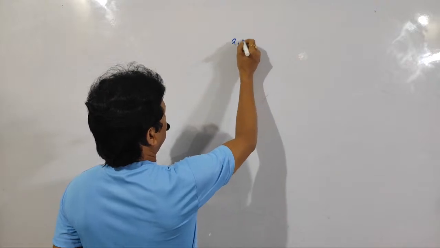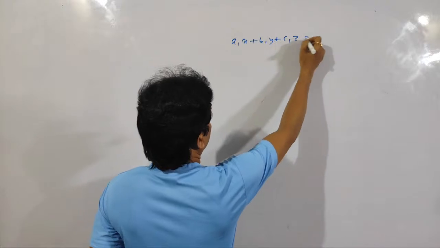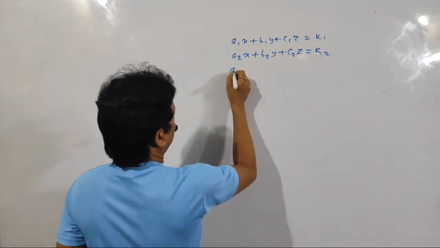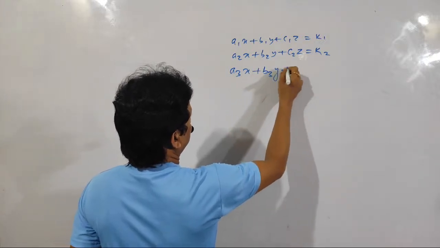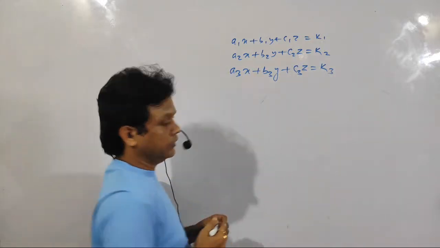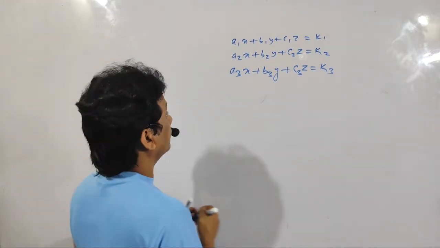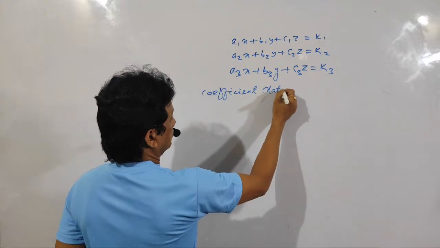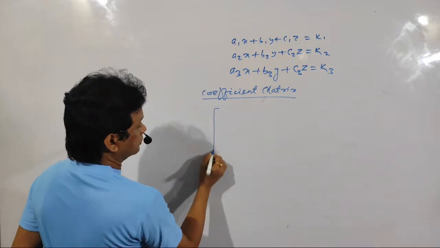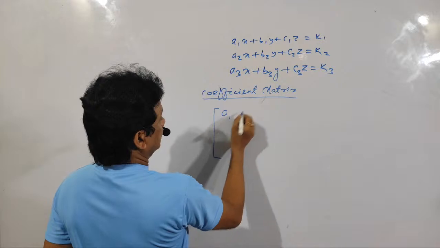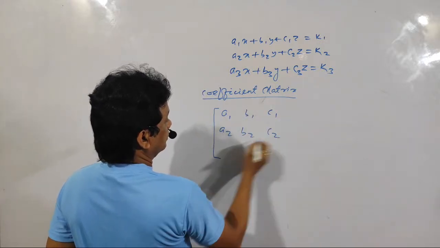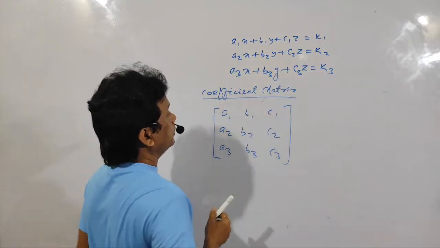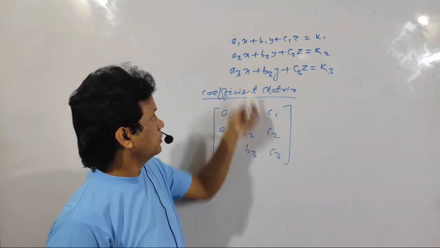So first of all, if the equations are like this: a1x plus b1y plus c1z is equal to k1, a2x plus b2y plus c2z is equal to k2, and a3x plus b3y plus c3z is equal to k3. Then what is the coefficient matrix? You should take the coefficients only, the coefficients of x, y, z. That means a1, b1, c1; a2, b2, c2; and a3, b3, c3. Clear? So this is called the coefficient matrix of this system of linear equations.